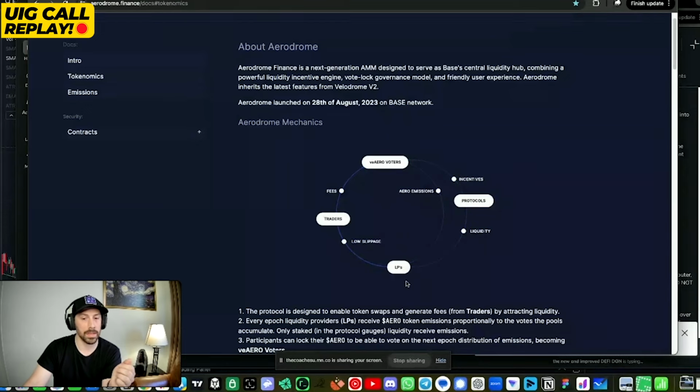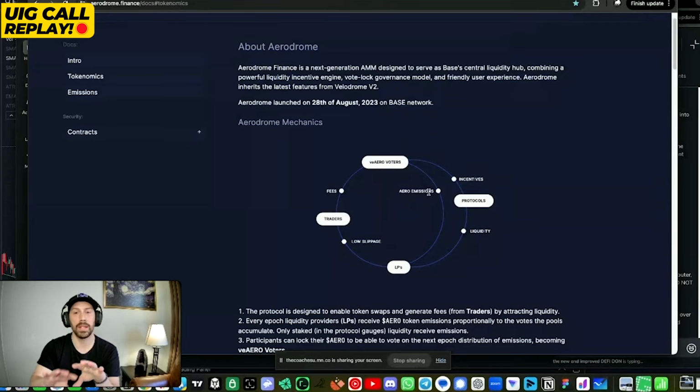As LPs on Aerodrome, we earn AERO emissions. The amount of AERO emissions is set each epoch, and it's set based on protocol incentivization and VERO voters voting for specific pools, which allocates a piece of this big pool of AERO to each pool that's voted on based on the number of votes received by that pool. So we earn AERO emissions as LPs.